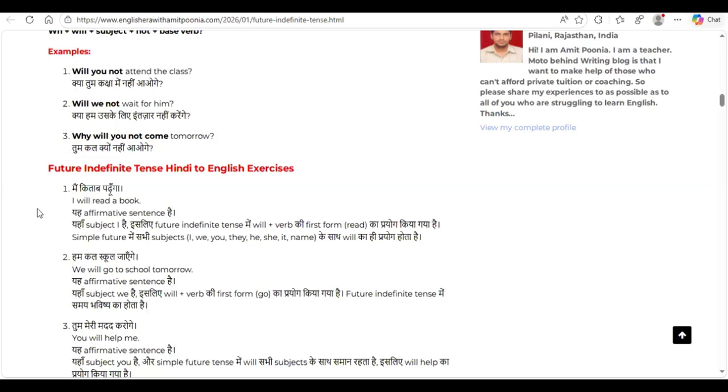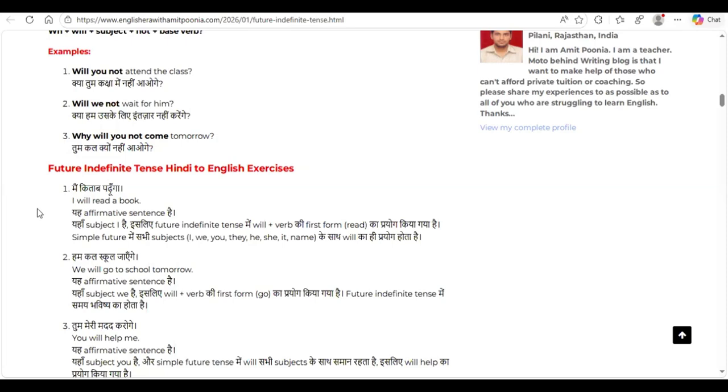What is the main verb here? Attend, यानी कि उपस्थित होना. तो हम लगाएंगे not plus attend. हमारा जो ऑब्जेक्ट है the class, तो इसके बाद कोई रिमेनिंग पार्ट नहीं है, तो ये कंप्लीट बन जाएगा: will you not attend the class?